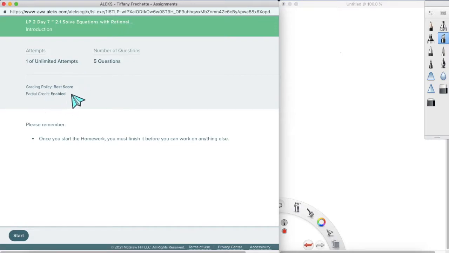And we have it set for partial credit, meaning if you answer one of the 5 questions, you get credit for that one question. Once you start your homework, please remember to click that Submit Assignment button in the bottom right corner, or it will lock you out of every other assignment. So make sure, even if you've only answered one of 5 questions, click the Submit button. You can come back and try again later. So don't just leave your assignments. Make sure you click that button.